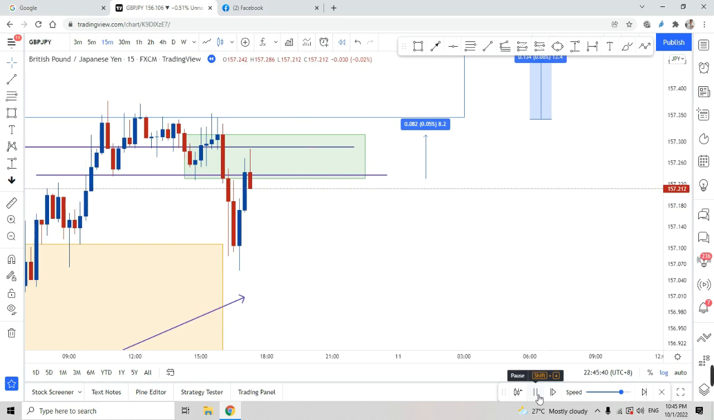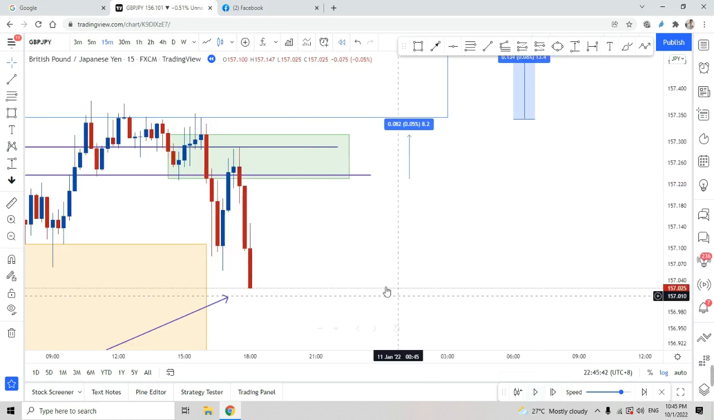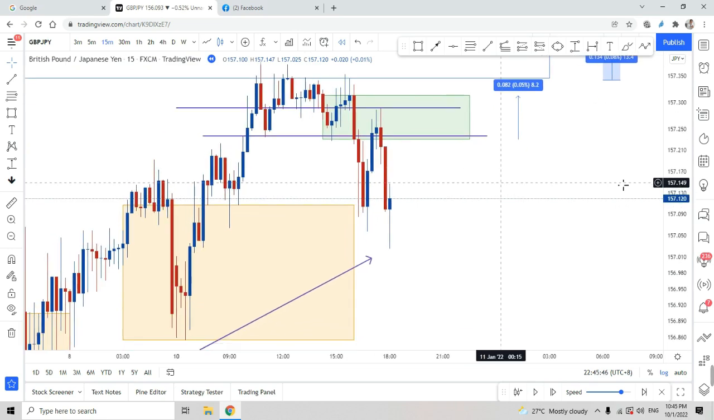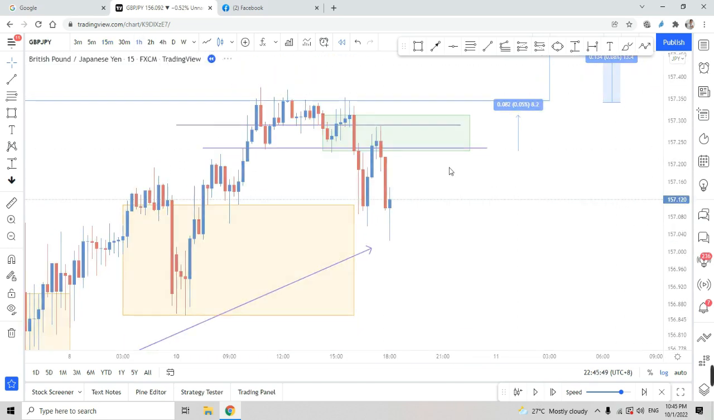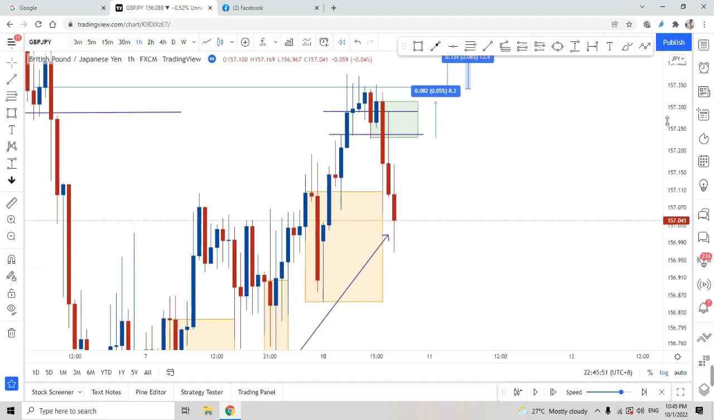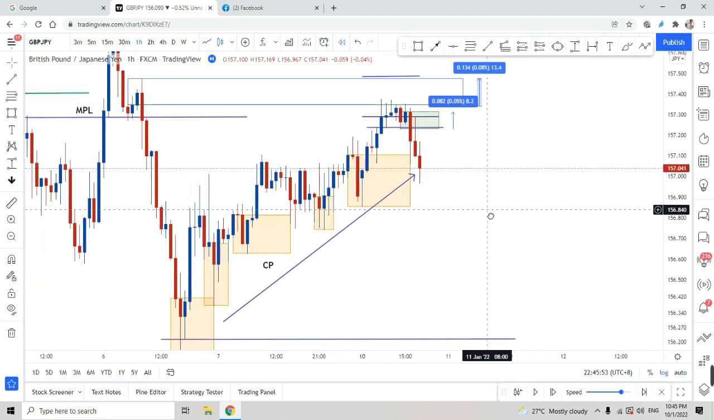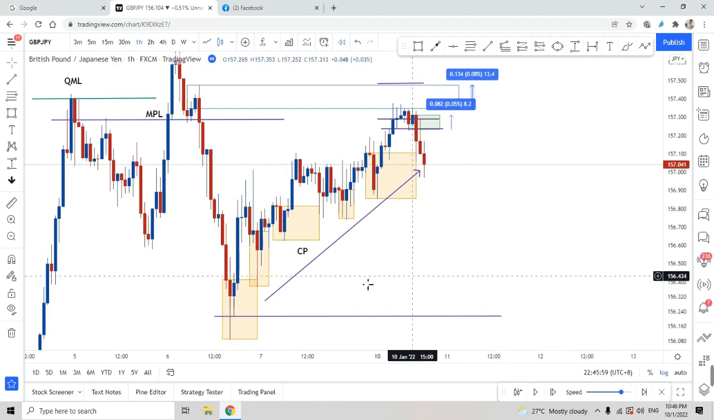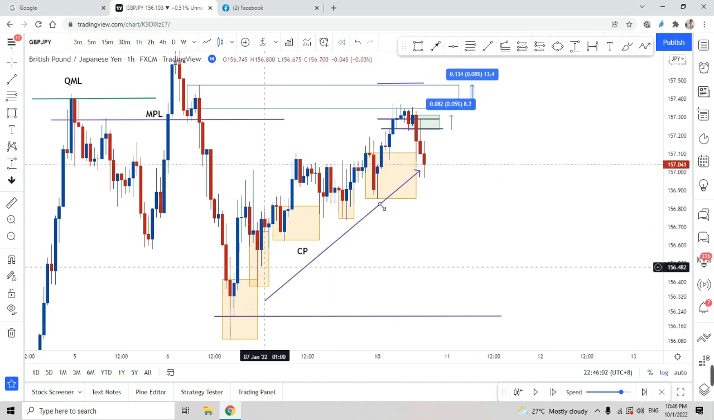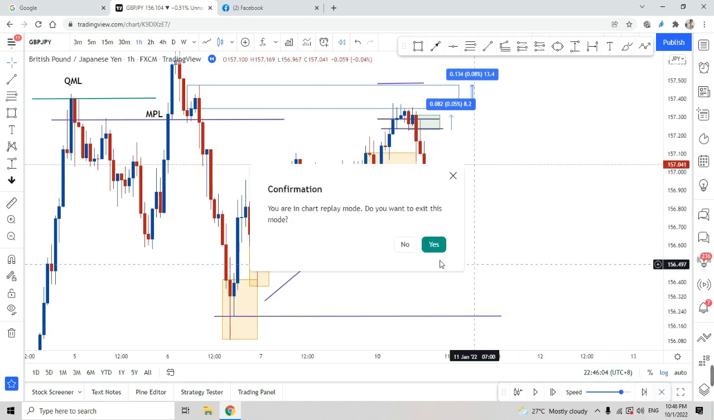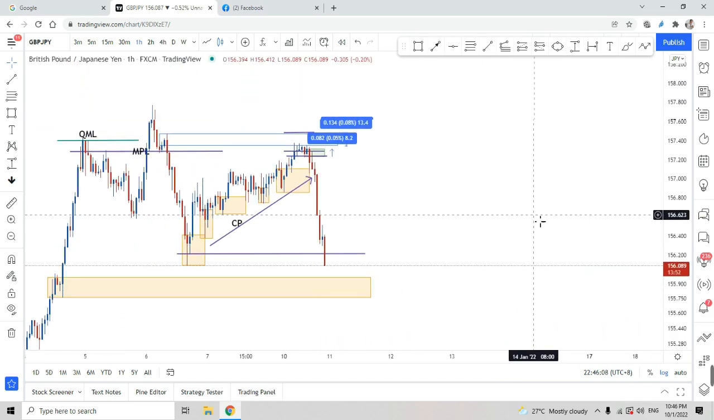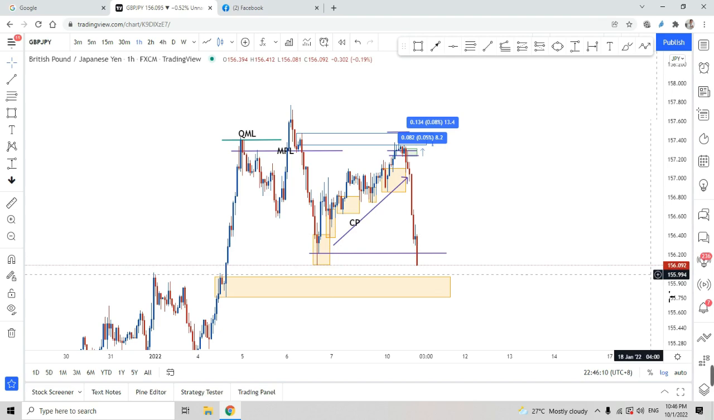So let's see how it played out. It went into the zone, came down. So what happened now? What is the next thing? What can happen to this pair? It will just fall all the way, because there is no resistance along this line anymore. It will just fall all the way. Oh, you see, it's reaching there. Can you see?